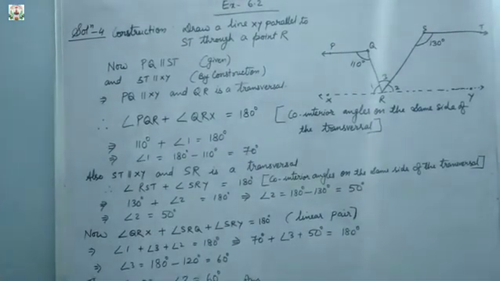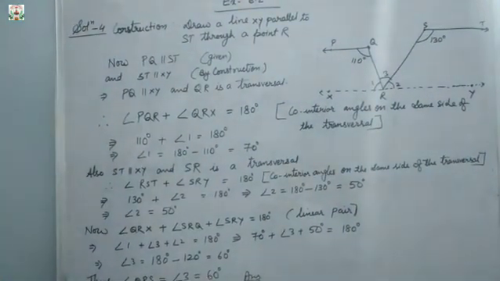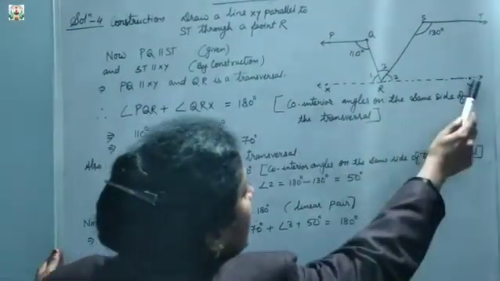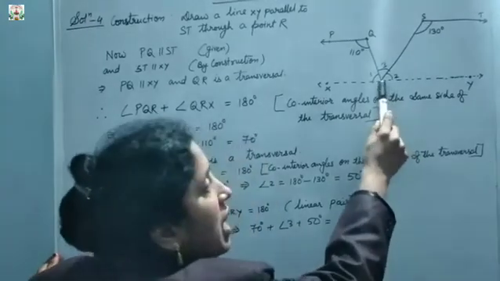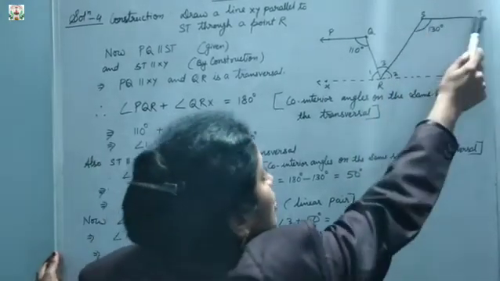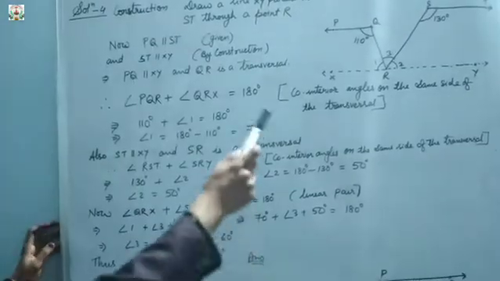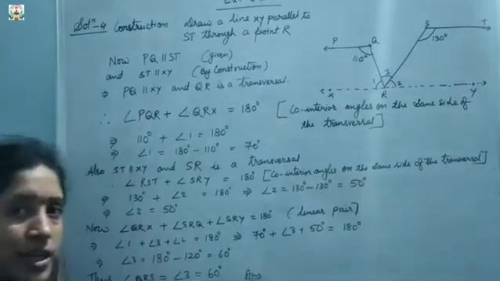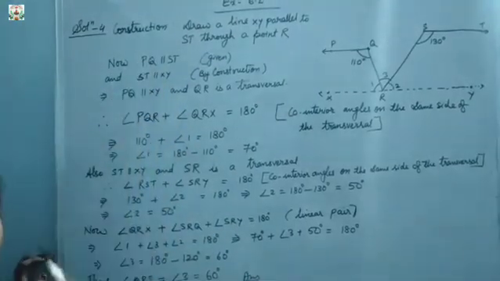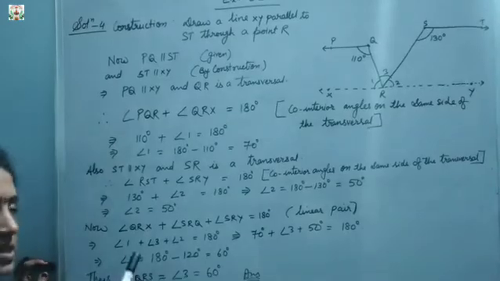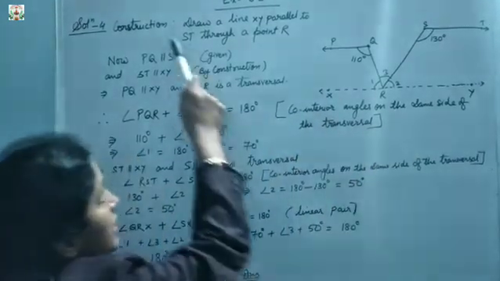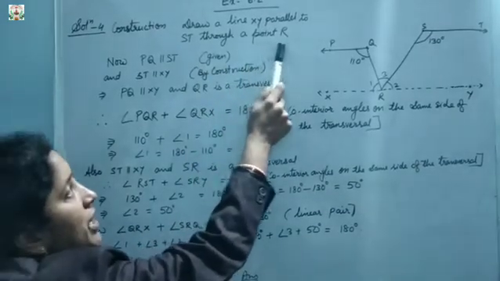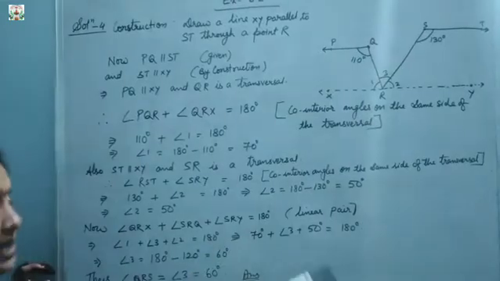That means we have to draw a line which is parallel to ST. From here, we will draw the line XY, which will pass through R and will be parallel to ST. Okay, so that is the hint. That line which is drawn will be shown with a dotted line. Now the construction, that is drawing of line XY, we will write: draw a line XY parallel to ST through a point R, which is given in the hint also.